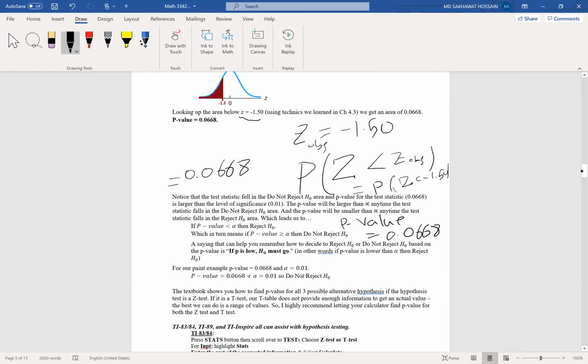Now to make a decision, you will compare this p-value with the alpha value. In this case, the alpha was 0.01. So now we'll compare this one with alpha. Here the p-value is 0.0668 and alpha is 0.01. So the p-value is greater than alpha, right?